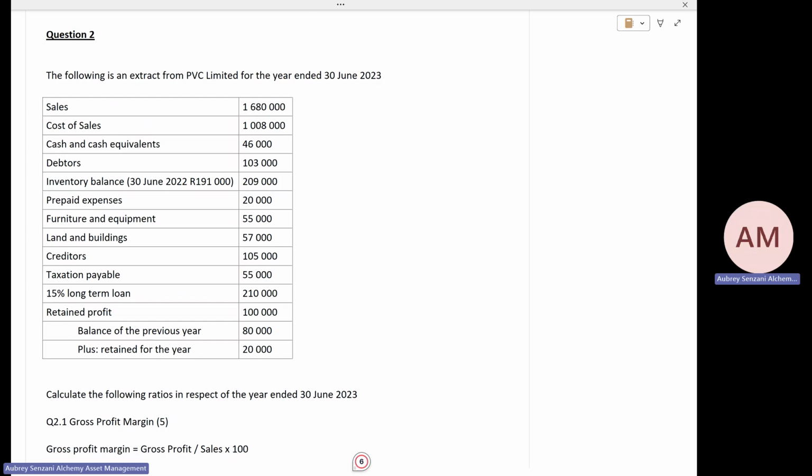First thing, we always go to the required. The first thing they want us to calculate is the following ratios in respect to the year ended 30 June 2023. The following is an extract from PVC Limited for the year ended 30 June 2023. So they want us to calculate gross profit margin. Gross profit margin is the same as gross profit percentage.